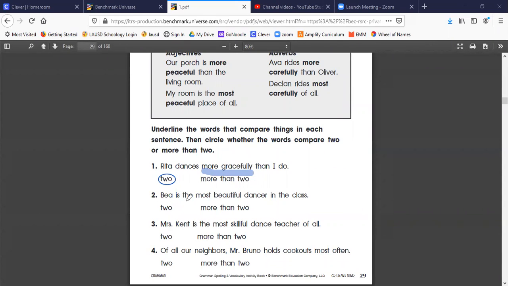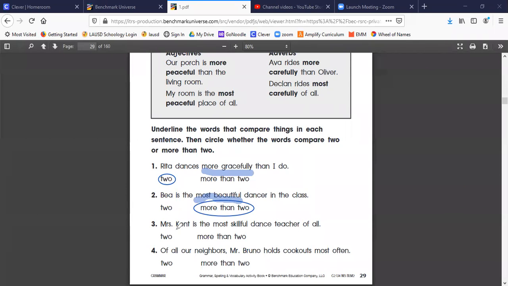Number 2, Bia is the most beautiful dancer in the class. She is the most beautiful dancer. Most beautiful. Those are the words that are describing her. And it says she is the most beautiful dancer in the class. We are not comparing Bia to one other person. We are comparing Bia to everyone in the class. So here we're looking at more than two. Let's keep going.